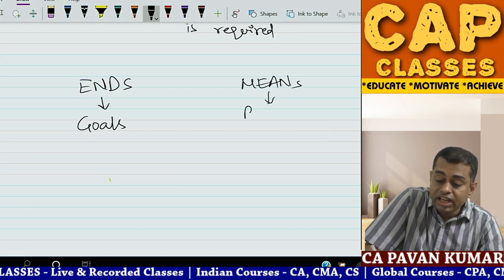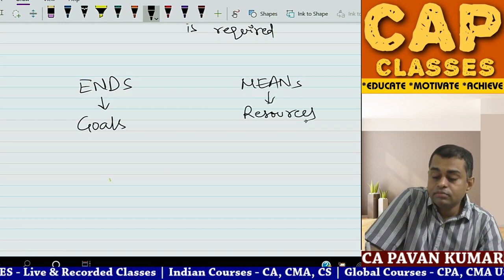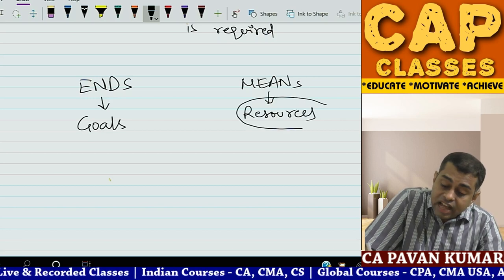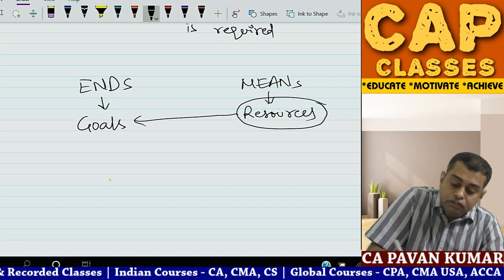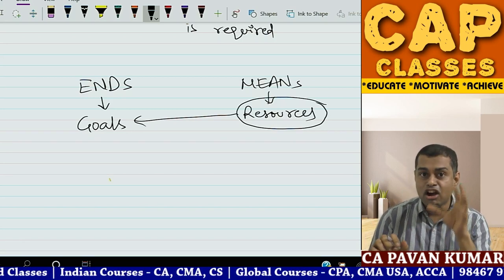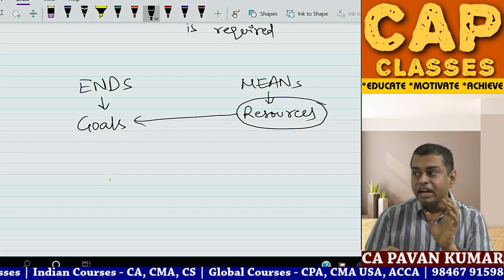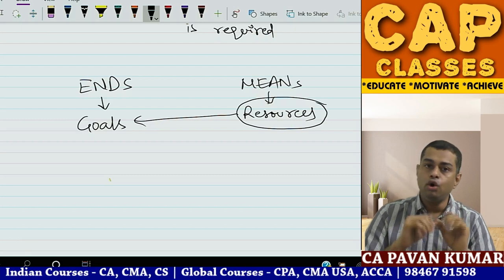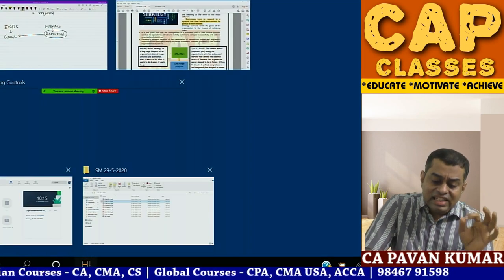Means are various resources. So strategic management is, how will I utilize resources to achieve goals? Simple. If you understand the concept and the meaning of the sentence, how simple it is. Do I need to buy heart? No, not required. So simple.